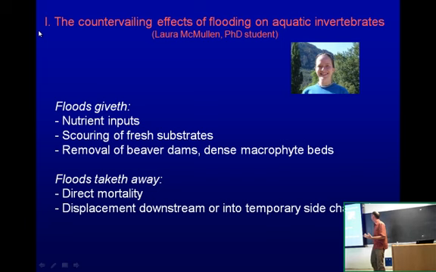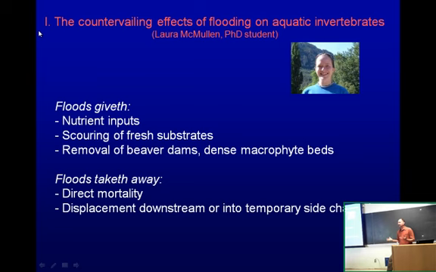So they're good in that they pulse in nutrients that are important for a lot of aquatic insects. They scour up fresh substrates, which a whole suite of aquatic insects require to complete their life cycle. And they also remove habitats that may be unfavorable for certain species. At the same time, they kill you. You know, they cause mortality. We know that. They also displace individuals downstream or laterally into habitats that may be suboptimal.